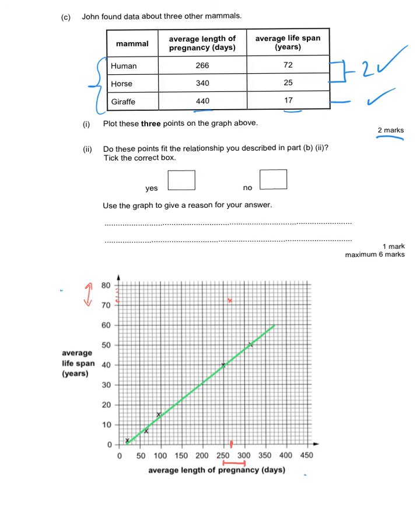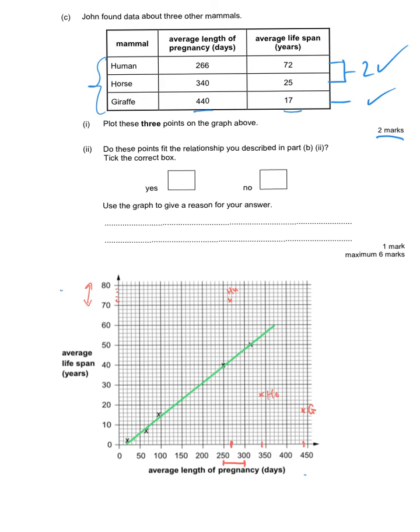And then the horse is 340 days, and so 340 days is here for the horse. So I'll just do an H for the human, HU for human. Horse is 340, and it's 25 years for its average lifespan. And so that's the horse. And then last of all, the giraffe is 440, so that's basically off the scale, nearly, certainly off my line that I drew, and its average lifespan is 17 years, so 10, 12, 14, 16, 17 takes it to here for the giraffe. And you can be accurate within half a square on here, there's a little bit of tolerance.